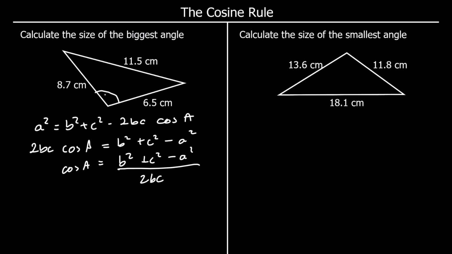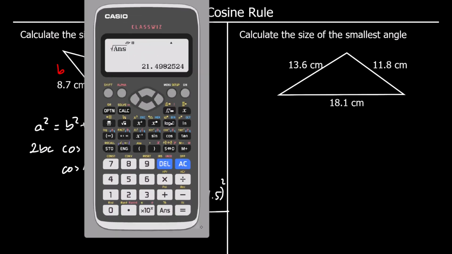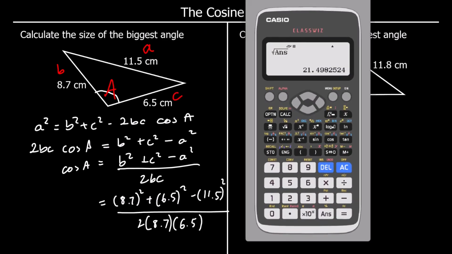So again, big A is going to be our angle. Opposite big A is little a. And the other two, in either order, are b and c. So we're going to have cos A equals 8.7 squared plus 6.5 squared minus 11.5 squared over 2 times 8.7 times 6.5. Let's find out what cos A is by typing this in.